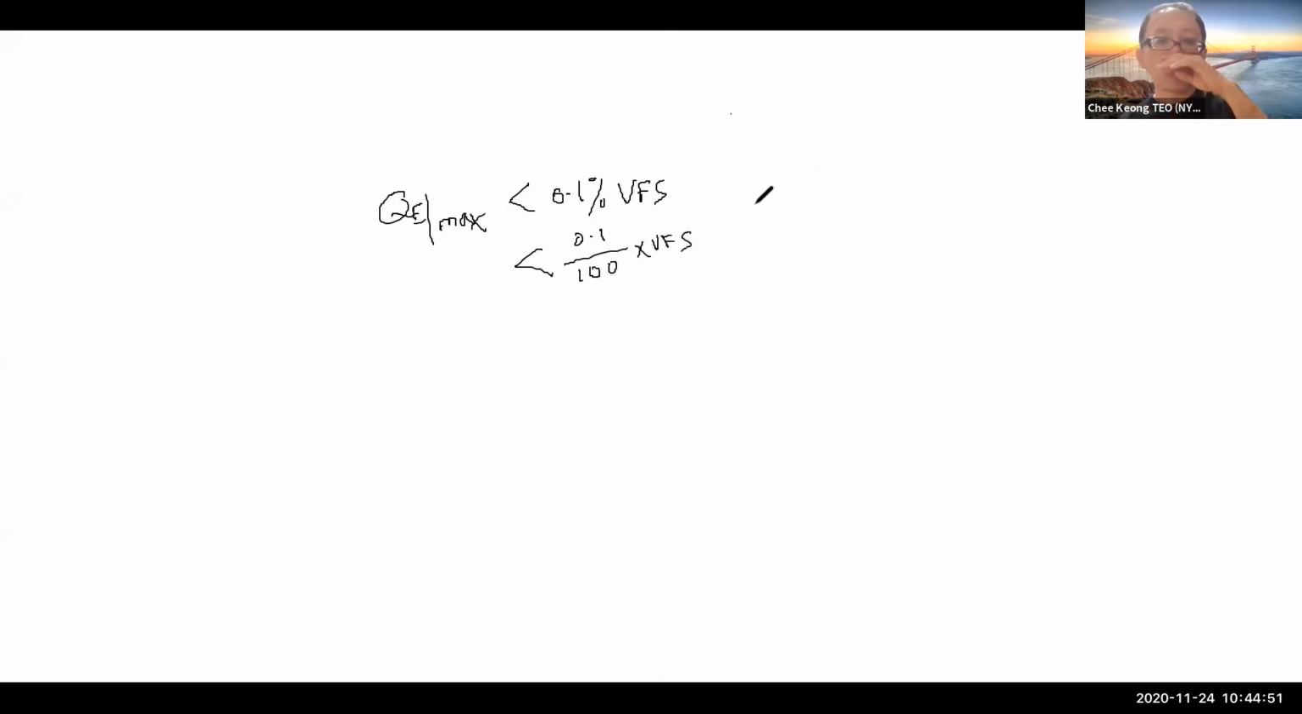Now it says that your quantization error maximum must be less than 0.1% of the V full scale. Which means that it is actually 0.1 divided by 100, right? 0.1% is 0.1 over 100 times your V full scale. Agree? Now, this is a quantization error for what kind of ADC? It is a half LSB, VLSB ADC.